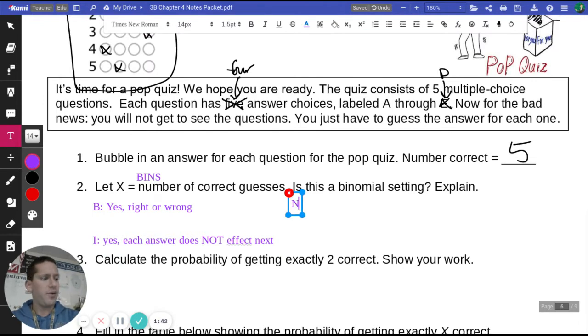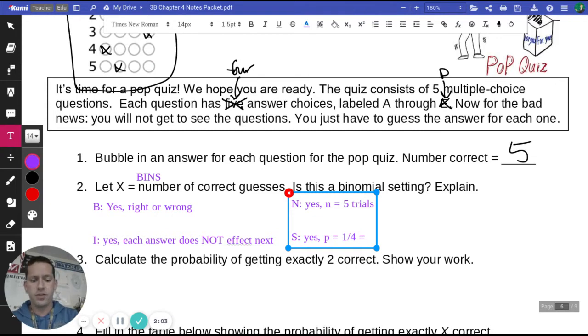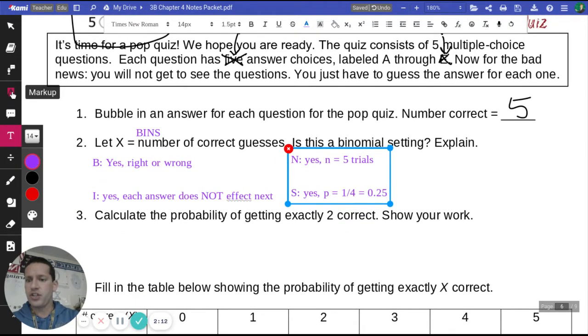After B and I, we have N. Do we have a set number of trials? Yes, we know that N is 5 trials. We have 5 questions, we have 5 trials. Finally, S. Does each question, each trial, have the same probability? Yes. The probability of getting each of them right is 1 correct answer out of 4 answer choices, so 0.25 or 25%.